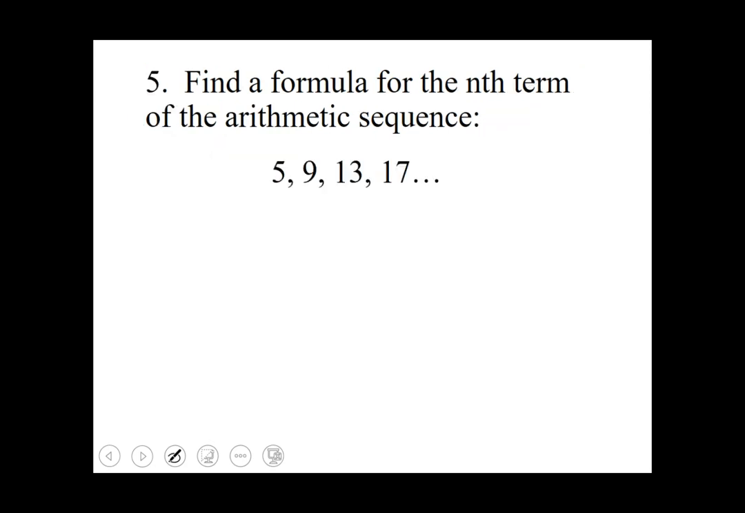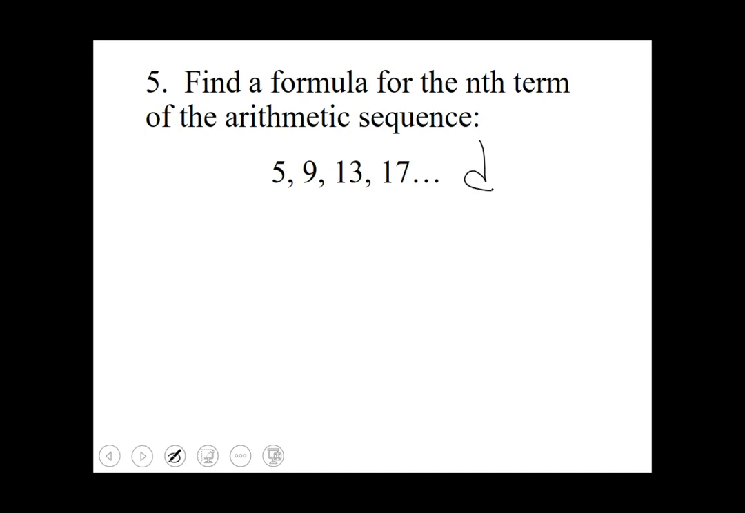Find a formula for the nth term of the following arithmetic sequence: 5, 9, 13, and 17. And again, I'm going to do this both ways just to show you that they're kind of equally difficult or equally easy, and certainly the answers are the same and equivalent. So for a formula to be used, the first thing I have to know is what is the common difference d.